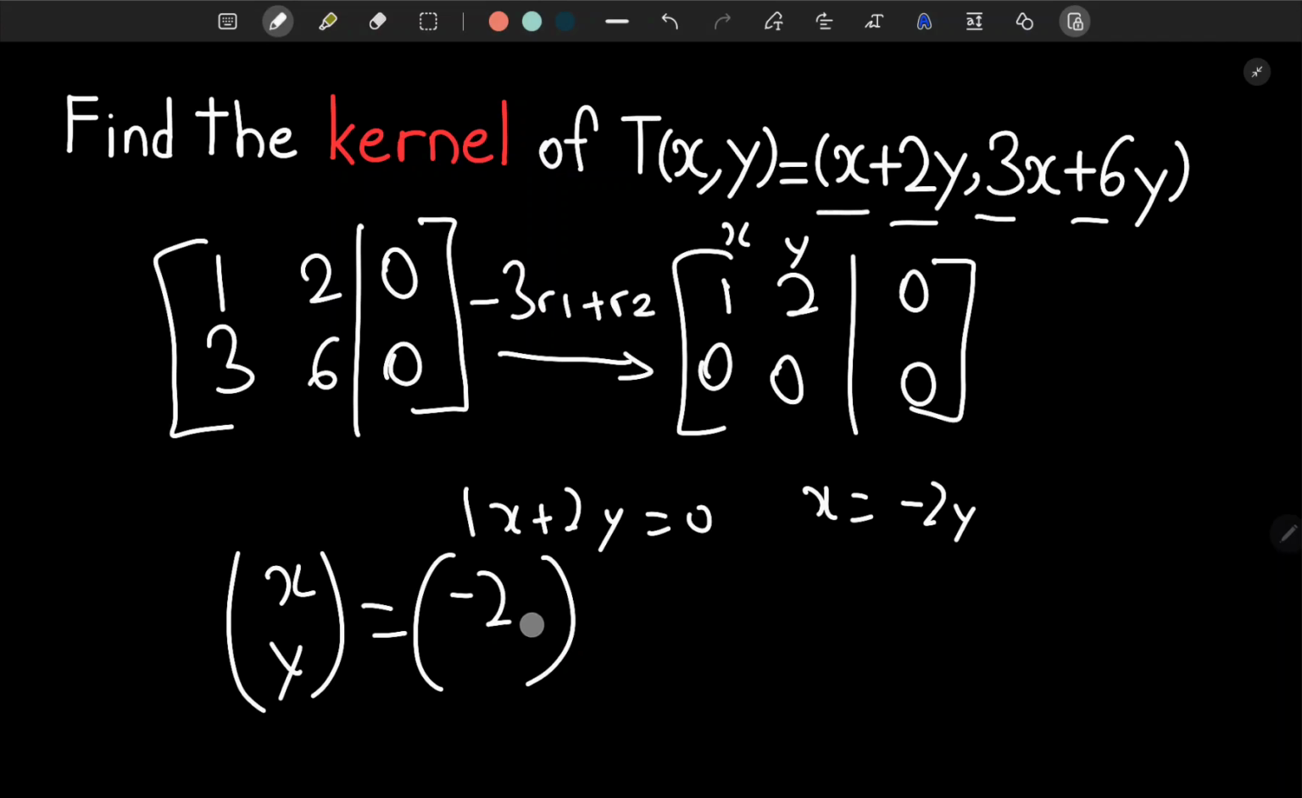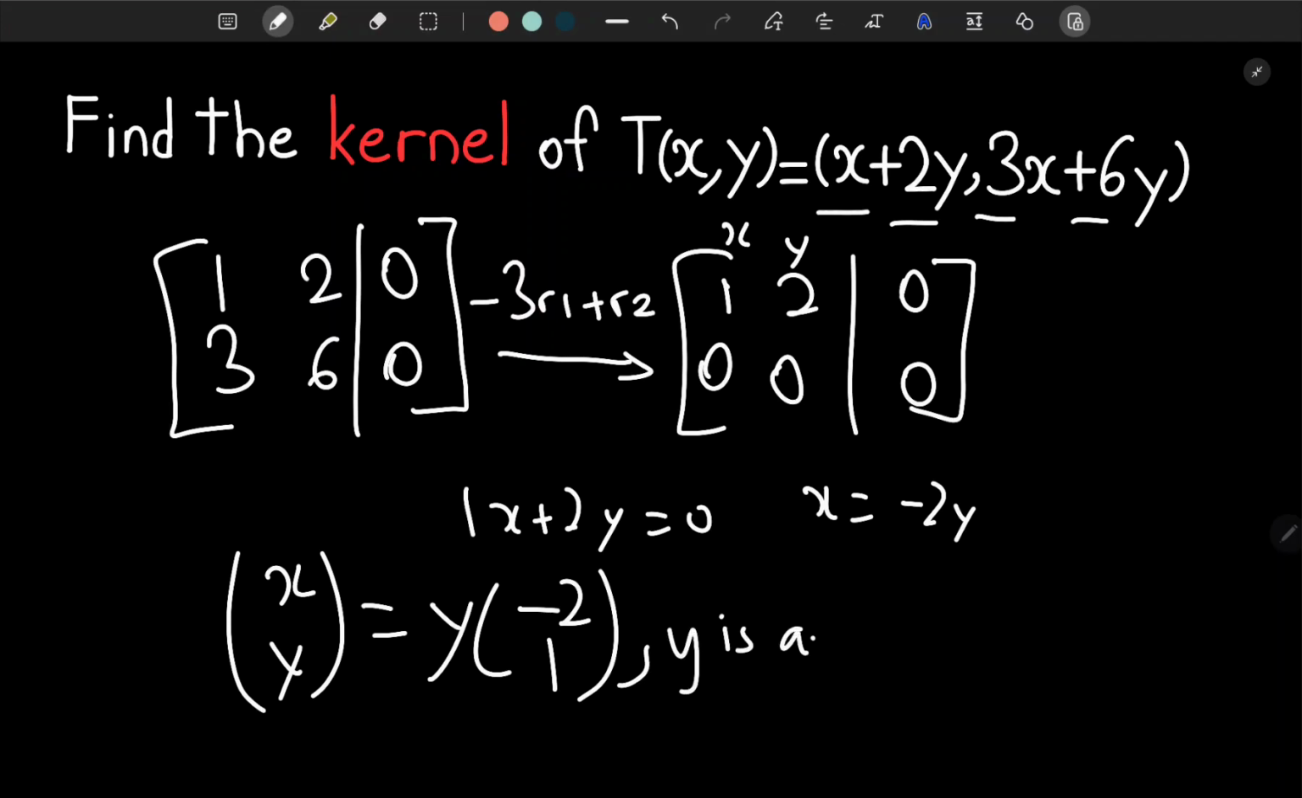And if you want, you can factor the y outside over here. Actually, you're supposed to write it before this. So y times (minus 2, 1), where y is any real number. It's a free variable here.